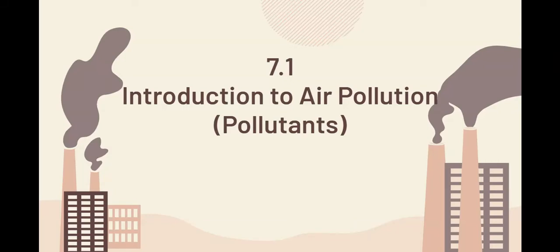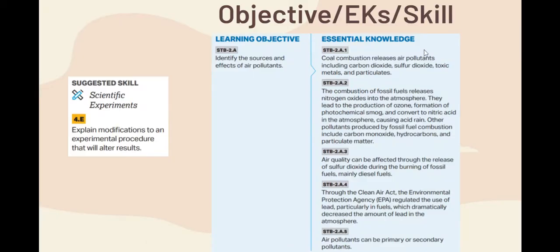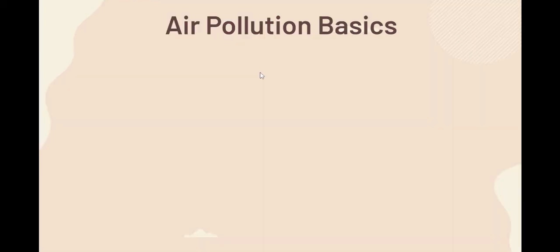Unit 7's 7.1 Introduction to Air Pollutants. The main thing we're going to be looking at is being able to explain modifications to an experiment or to identify sources and effects of pollutants. That's our main learning objective.